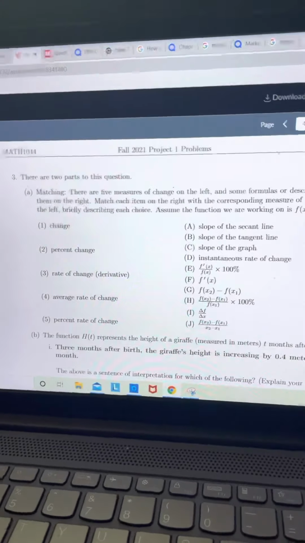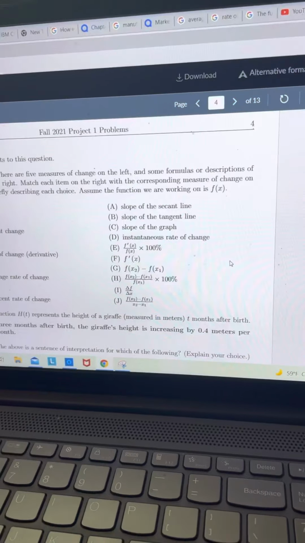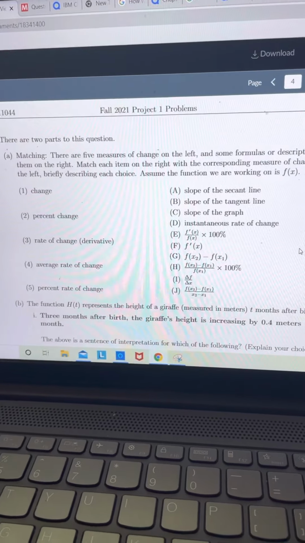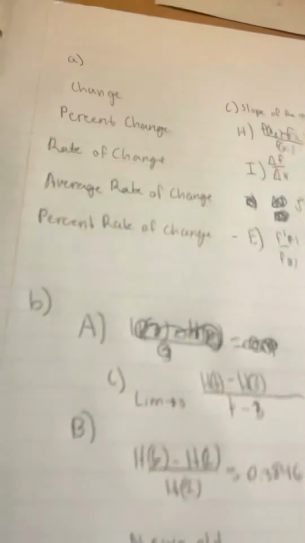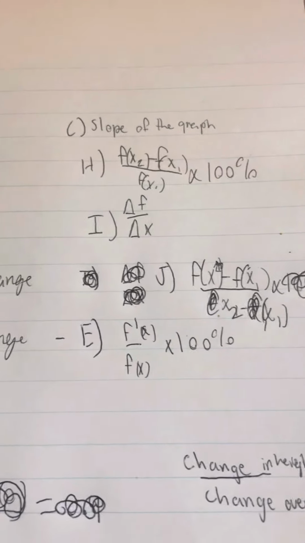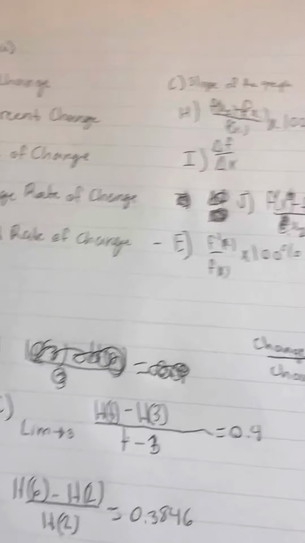Alright, so for this project, I had question 3 because my last name is Cole, and pretty much the first part is matching the 5 measures of change with the equations on the right side. For the first one, I said change is the slope of the graph because the slope of the graph is pretty much how much the function is changing.